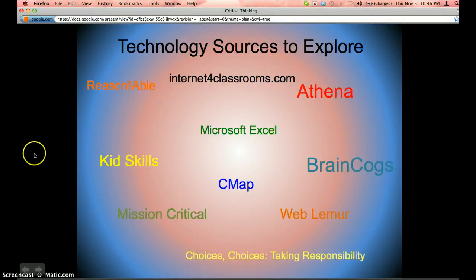Some technology sources that teachers might want to explore to help use critical thinking in their classroom are Reasonable. Reasonable is a software package. It provides scaffolds for students who are trying to answer a question or prove a claim. Reasonable has an animated Socrates who pops up and asks students questions about the claims, reasons, and objections that they put into the software program.